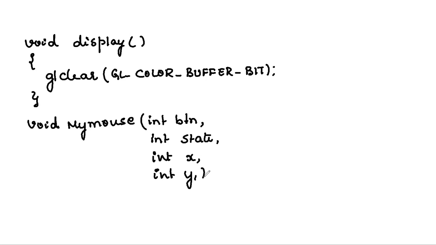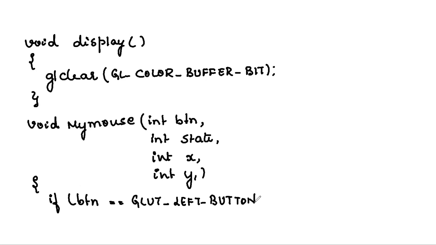Once it is done, let us close this. We will begin with the writing of the content here. Let us write the first condition: if my button is equivalent to the left button. So how do we write this? We write it as GLUT_LEFT_BUTTON. What is the condition for us? It is the left button and it has to be pressed down. So I'll say state is equivalent to GLUT_DOWN.